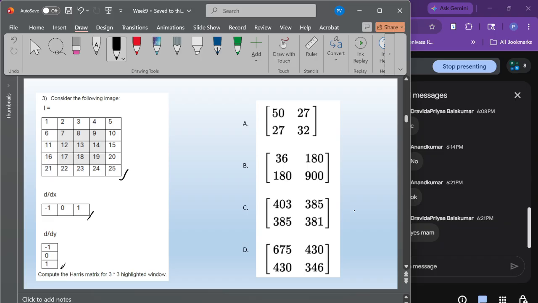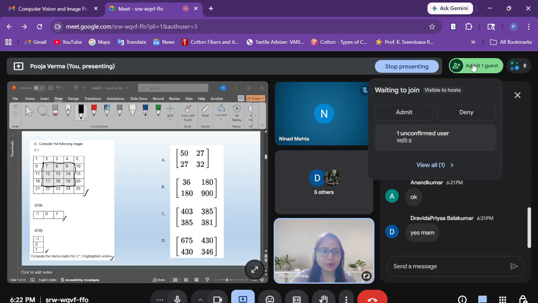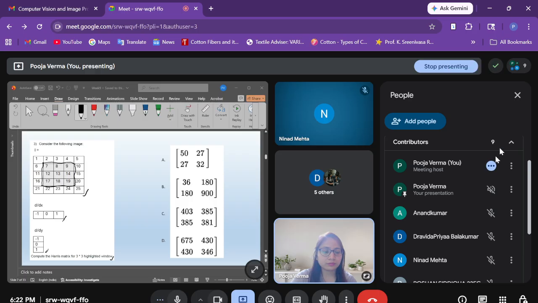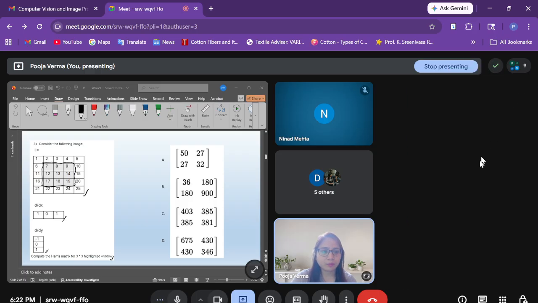Now they are asking in the question: compute the Harris matrix of the 3 cross 3 highlighted window. This is our highlighted window, if you see it in the image. This 3 cross 3 is our highlighted window. Now we need to compute the Harris matrix for the given matrix.